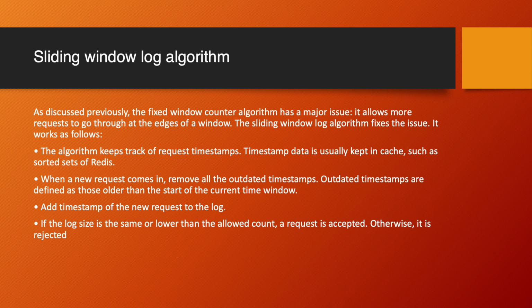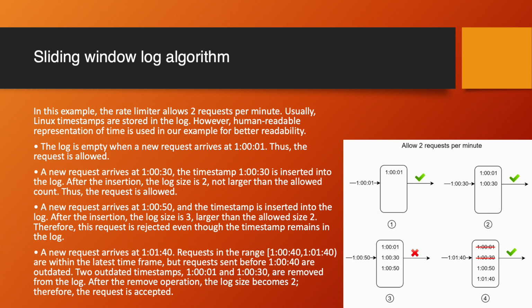When a new request comes in, remove all the outdated timestamps. Outdated timestamps are defined as those older than the start of the current time window. Add the timestamp of the new request to the log, and if the log size is the same or lower than the allowed count, the request is accepted. Otherwise, it is rejected. So let's look at an example.